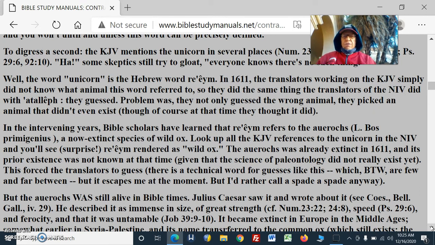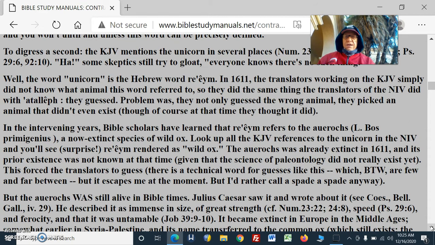Well, it's a long way from that. Look up all the King James Version references to the unicorn in the NIV and you'll see, surprise, ram rendered as wild ox. The aurochs was already extinct in 1611, and its prior existence was not known at that time, given that the science of paleontology did not really exist yet.